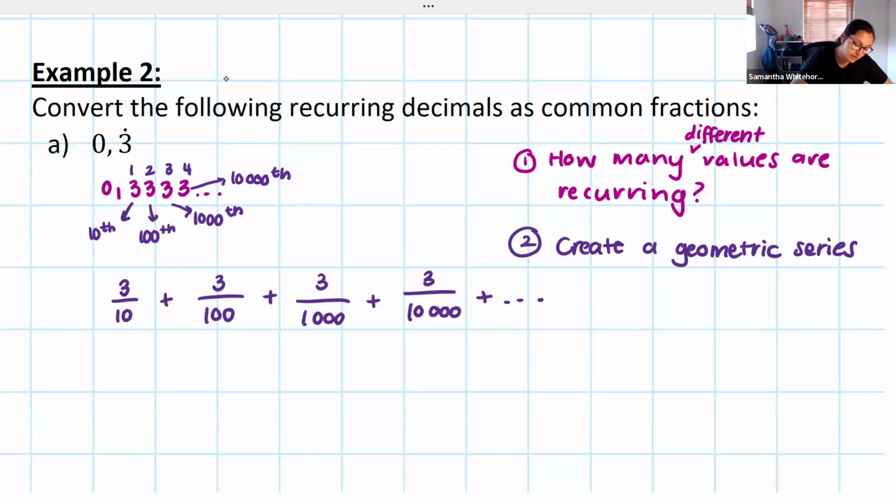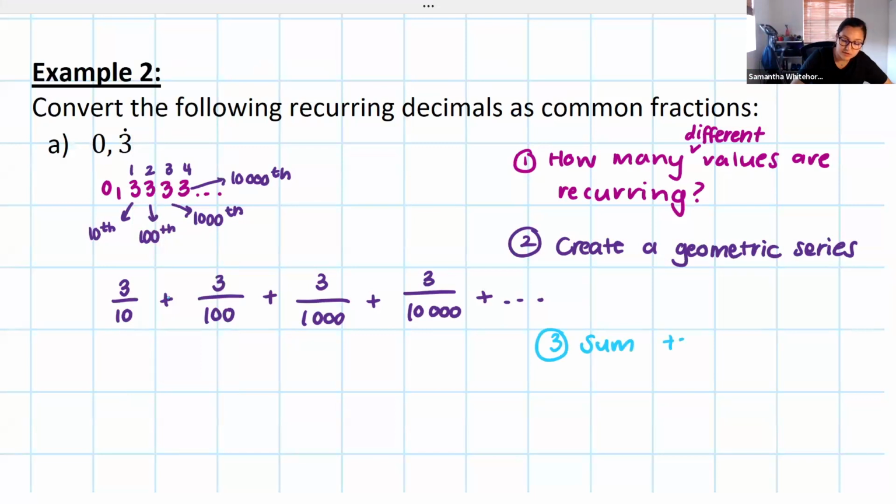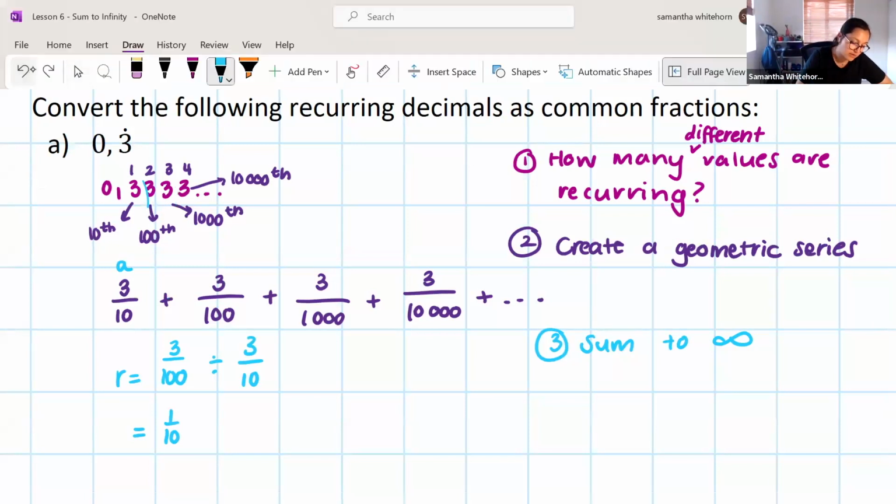So once we've created our series, we can now go and find our sum to infinity, because that's going to give us the common fraction that this decimal is. So remember, for sum to infinity, I need to know what A is. I know what A is, it's my first term, but I need to also know R. So R here would be 3 over 100, so term 2, divided by 3/10, which is term 1, and so R is a tenth. Makes sense? Every tenth, I'm repeating that value, so the tenths, the hundredths, thousandths, etc. So it does make sense that my R is a tenth.